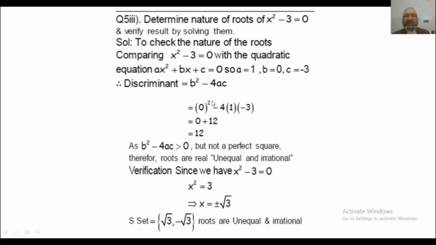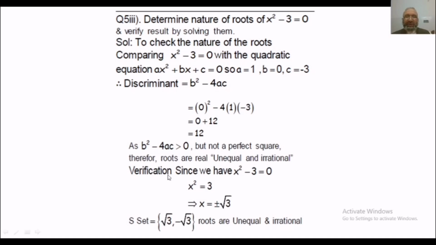Putting the values of a, b, c in the discriminant, the value of b is 0, so 0² minus 4 into the value of a, which is 1, and the value of c, which is −3. Simplifying, 0² is 0, plus, the minus and minus become positive, −4 multiplied by −3, we get +12. So b² − 4ac is equal to 12, which is greater than 0 but not a perfect square. Therefore the roots are real, unequal and irrational because it is not a perfect square.